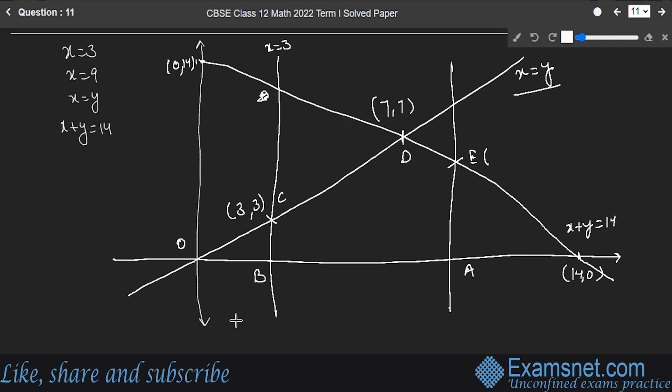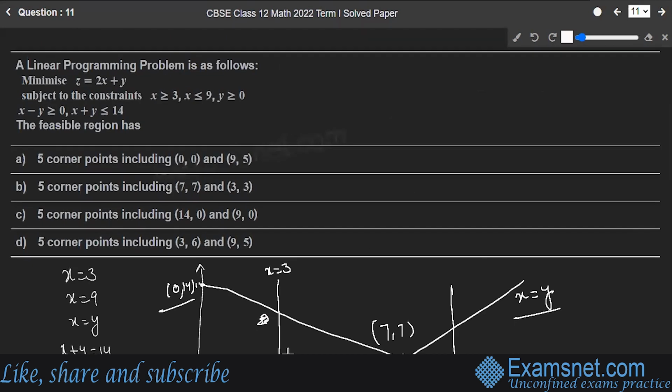Here was 9. This is x is equal to 9. This is x is equal to 3. And when x is equal to 9, according to this, y will be equal to 5. 9, 5 is the next point. This is 14, 0. This is 0, 14. And this point is 3, 0. This is 9, 0. So now what the question was, feasible region.